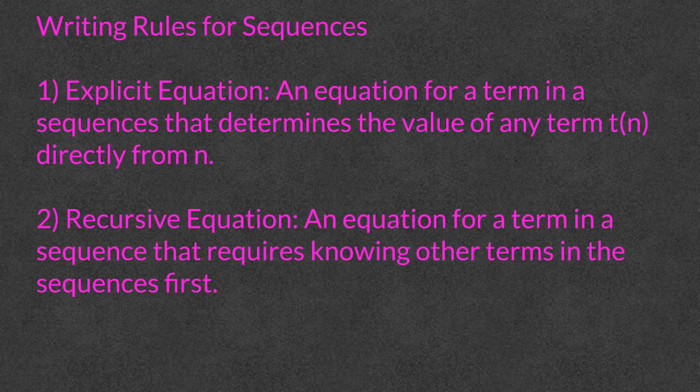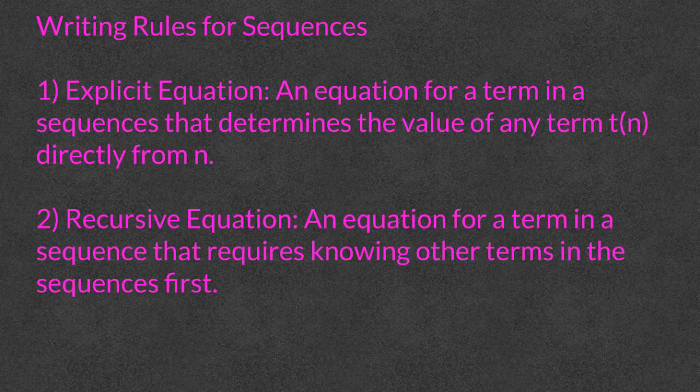So basically that's saying I want to know term 5, so I'm going to plug in the number 5 into the equation and it's going to give me the output, the term. A recursive equation is an equation for a term in a sequence that requires knowing other terms in the sequence first. So it's like a generator. You have to know the first term to know the next term because you're going to keep doing the same operation to develop the sequence.